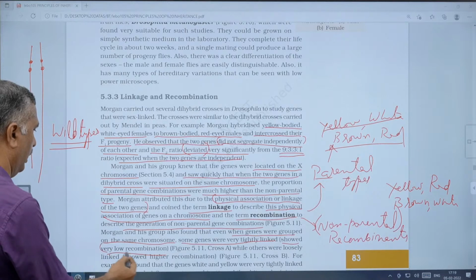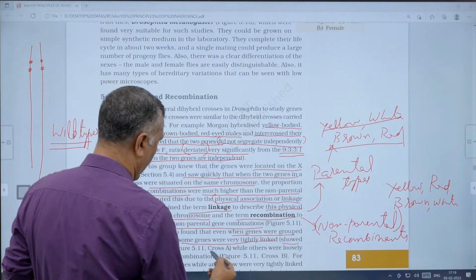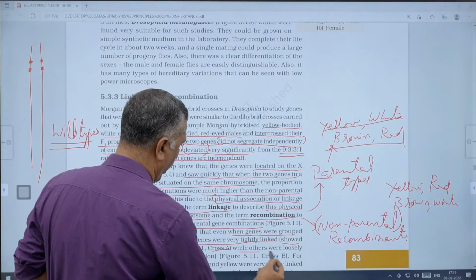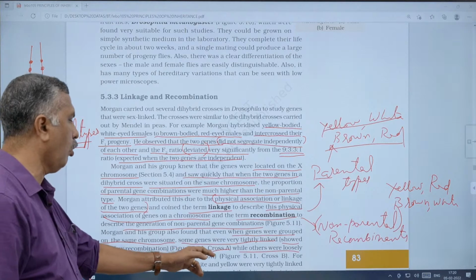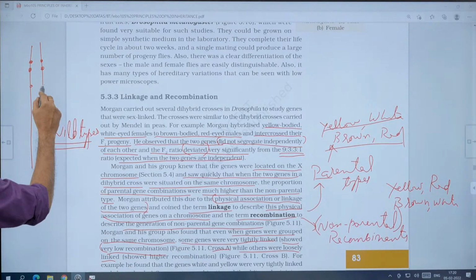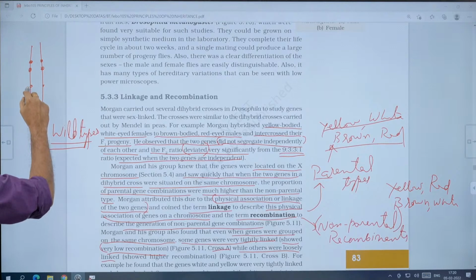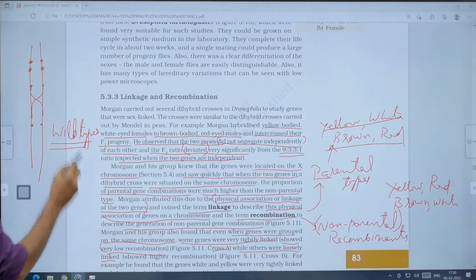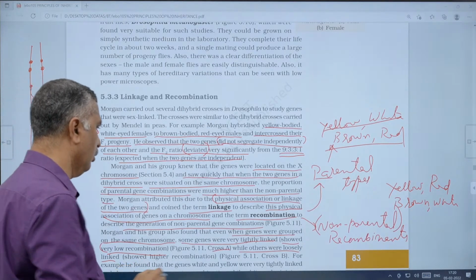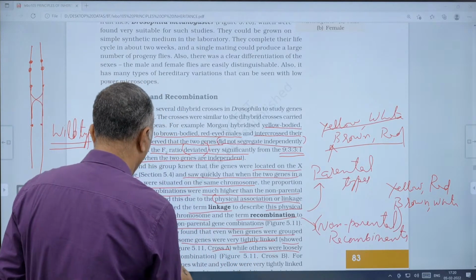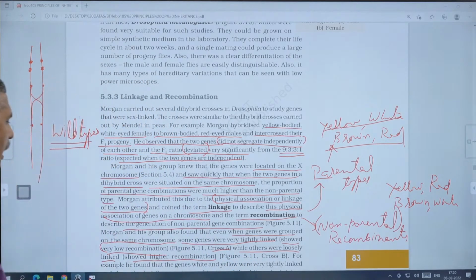Others were loosely linked. Loosely linked means they showed higher recombination. If two genes are located very far from each other, there will be a chance of crossing over, that is, recombination. They will show higher recombination, and the linkage strength will be reduced.